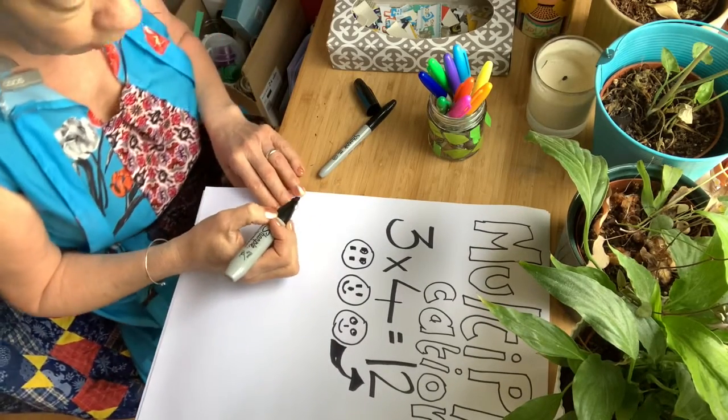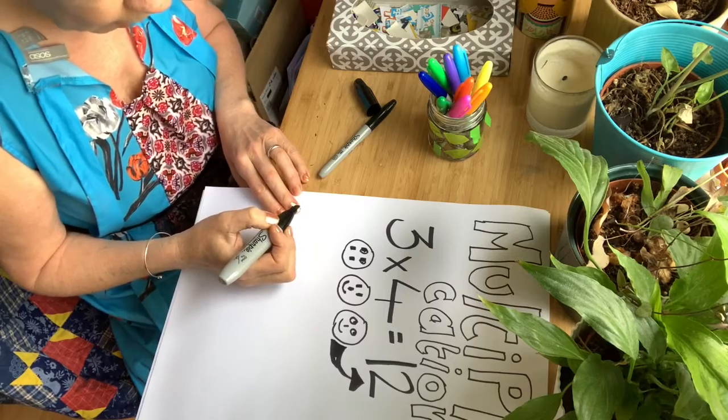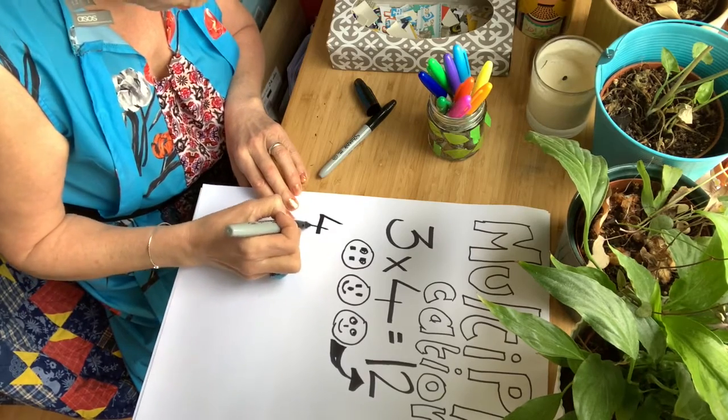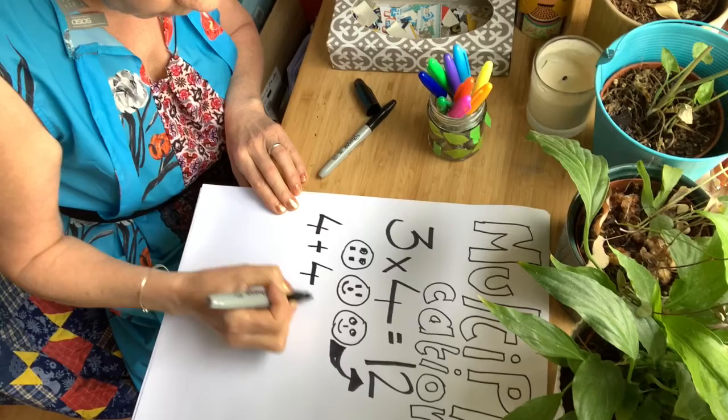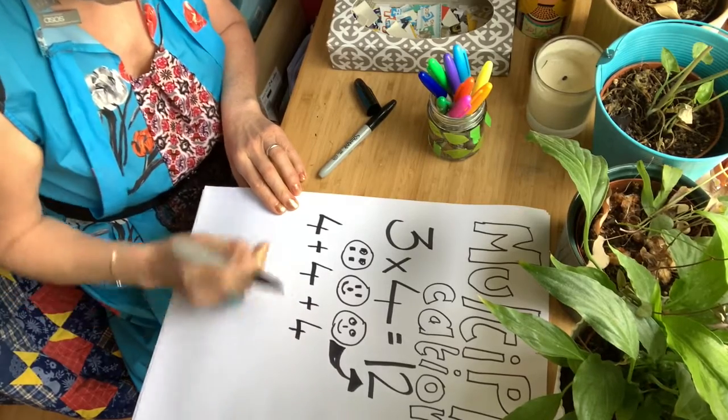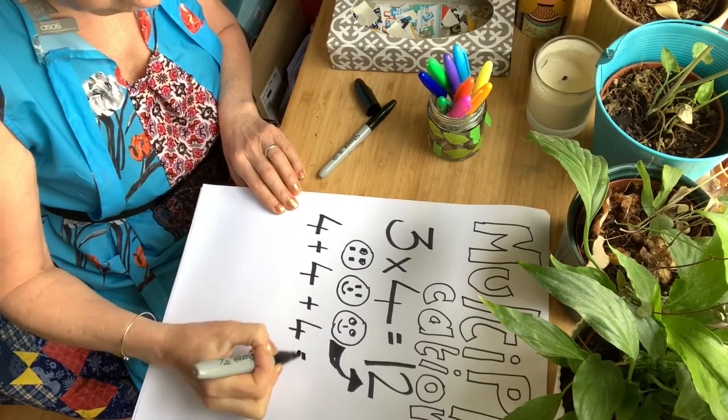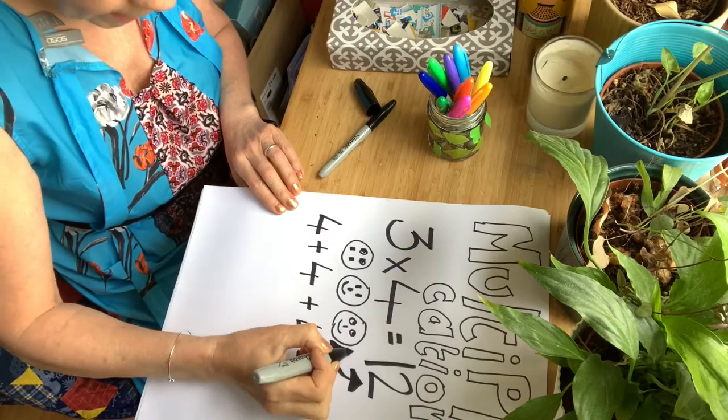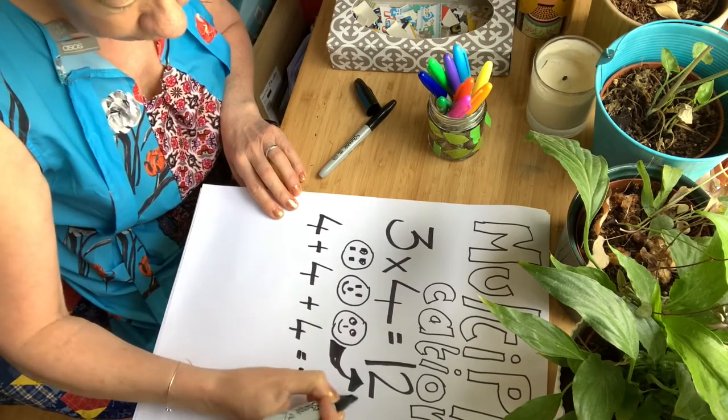I have got 3 groups of 4, so that means 4 add 4 add 4. So 1, 2, 3 fours equals the 12. I didn't put my equals in there, did I? Perhaps we don't need it on that one.